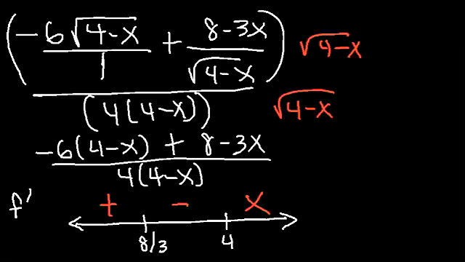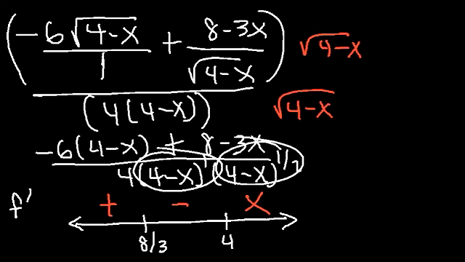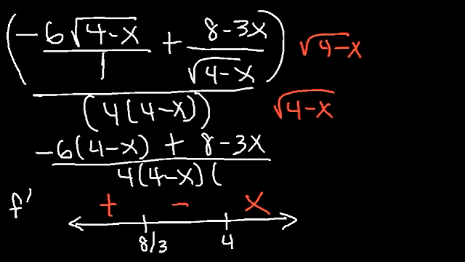Now I'm going to rewrite radical 4 minus x as 4 minus x to the 1/2. Because these are like terms, we can add the exponents. 1 plus 1/2 is 3 over 2, or 1.5. So we can just leave it as 3 over 2.